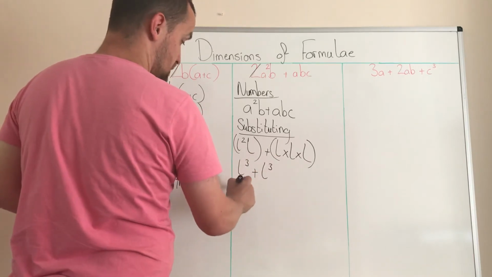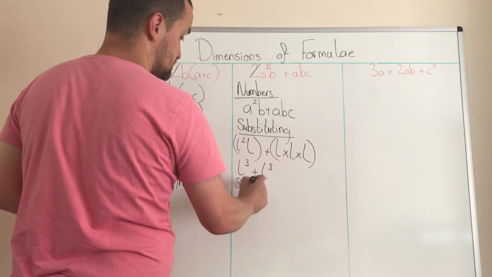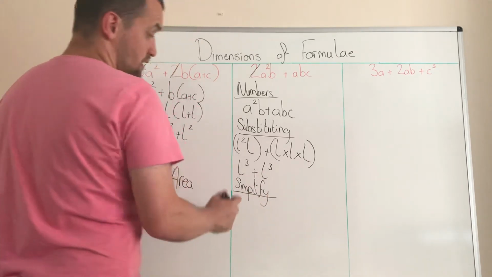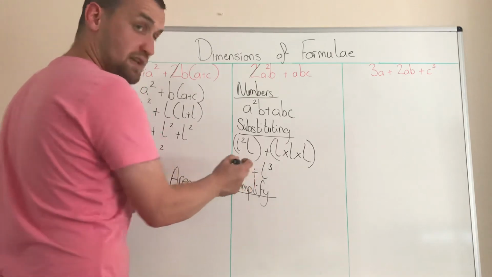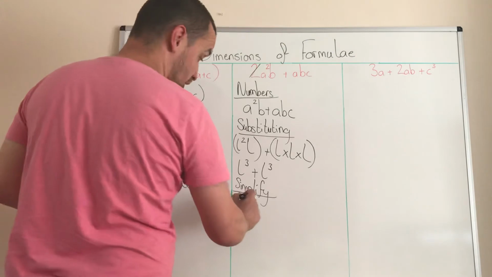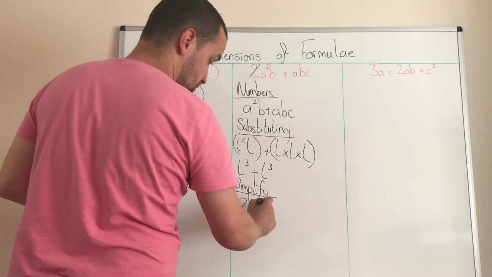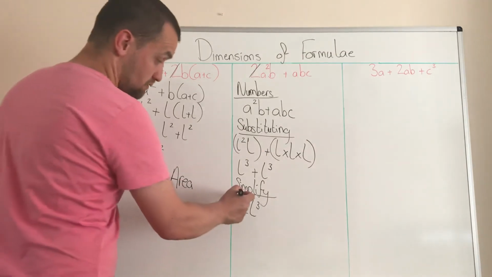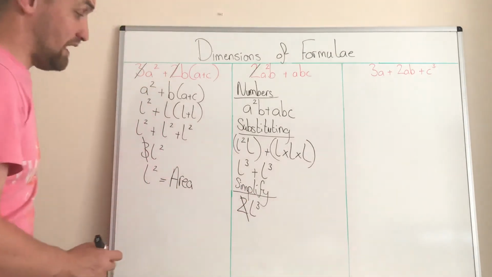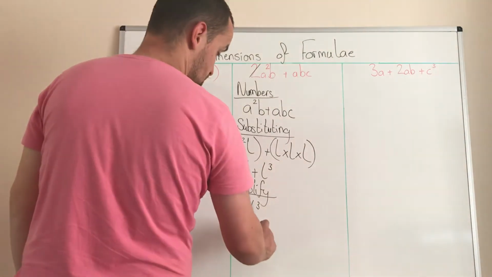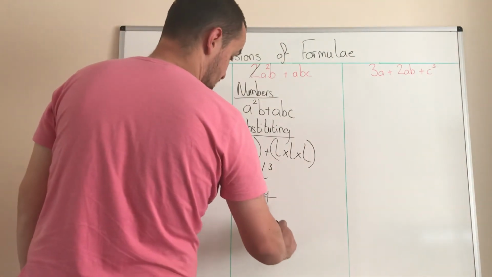Next step, simplify. If we've got L cubed plus L cubed, how many L cubes have we got? We've got 2 L cubed. Then, as I told you, if we've got numbers, cross it off, and we're left with L cubed. Now I said to you at the start that anything cubed is a volume.